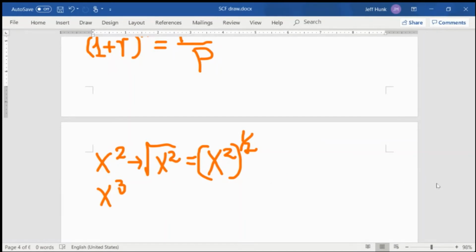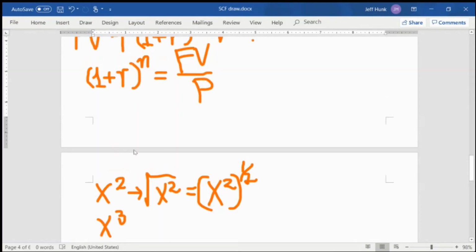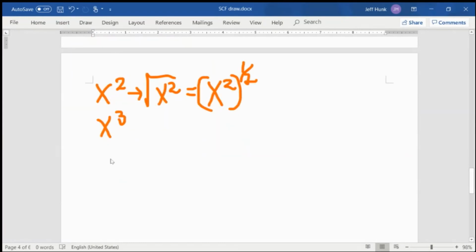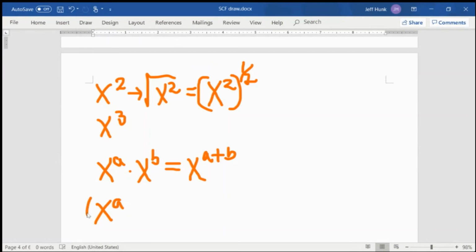Now, if you remember from basic algebra, some rules of algebra, right? x raised to a times x raised to b is x raised to a plus b, and x raised to a, raised to b, is x to a times b.